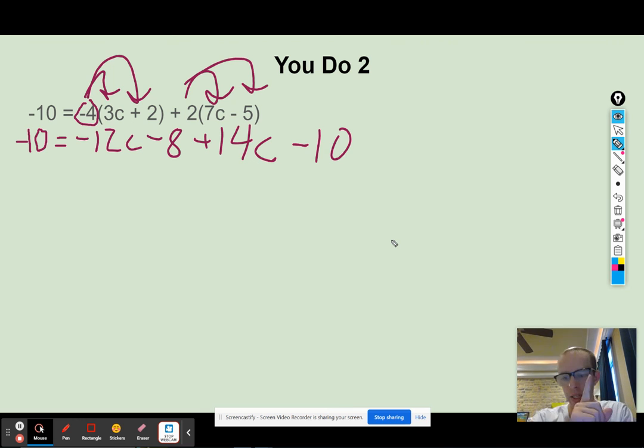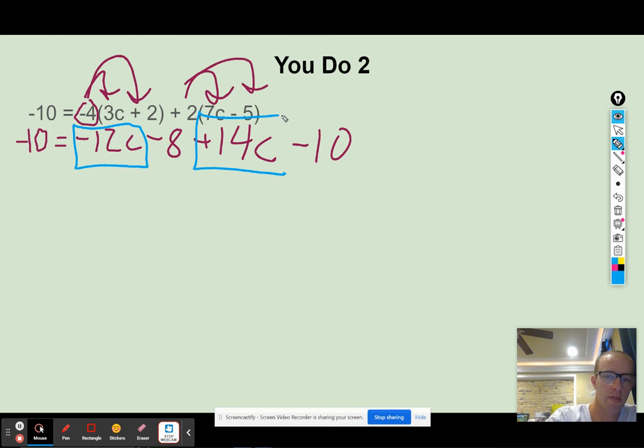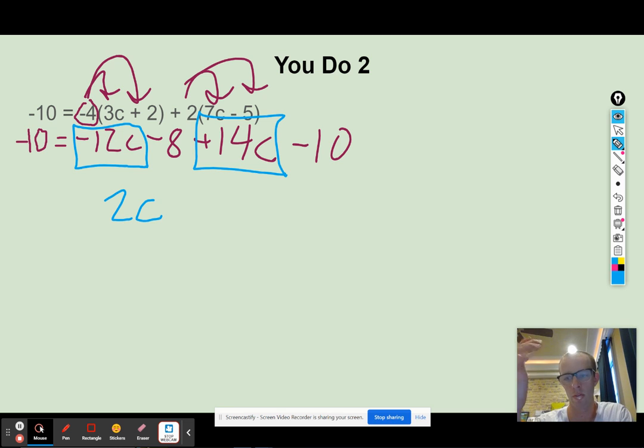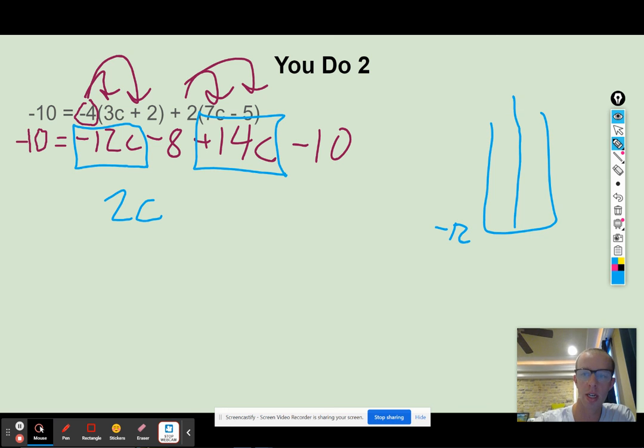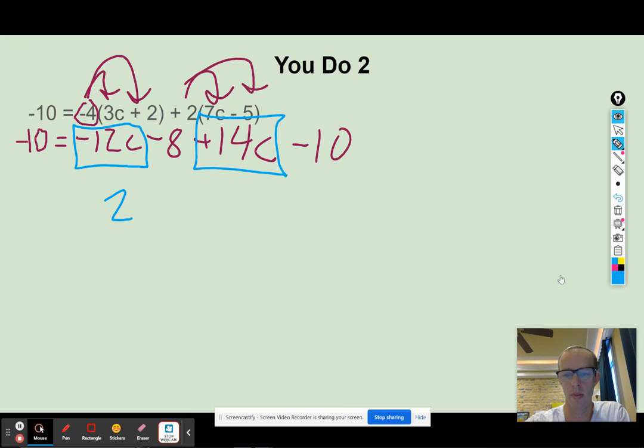Now I'm not ready to solve yet. I'm not ready to solve until it looks like a two-step equation. So I'm going to have a negative 12c and a positive 14c. Those are like terms. A positive 14 and a negative 12 make a positive 2c. If I'm negative 12 feet below the ground and I go up 14, I've made it above the ground 2 feet, right? So we get 2c there. Make sure you're good with negative numbers.